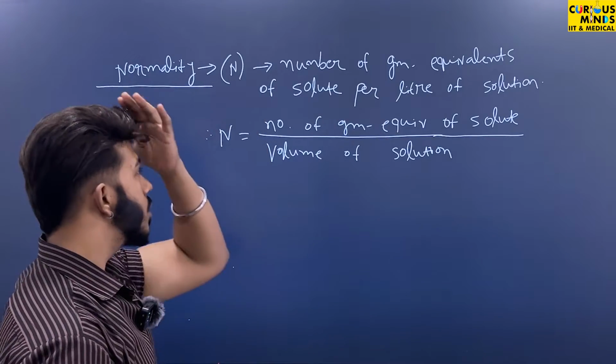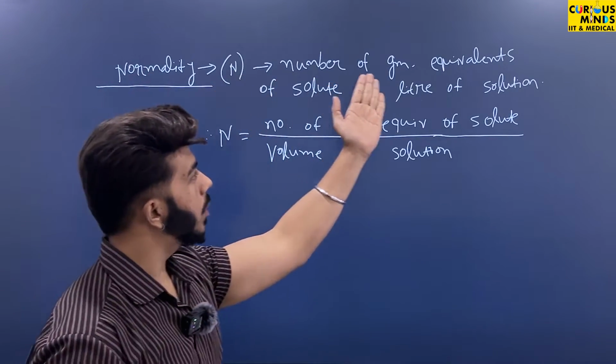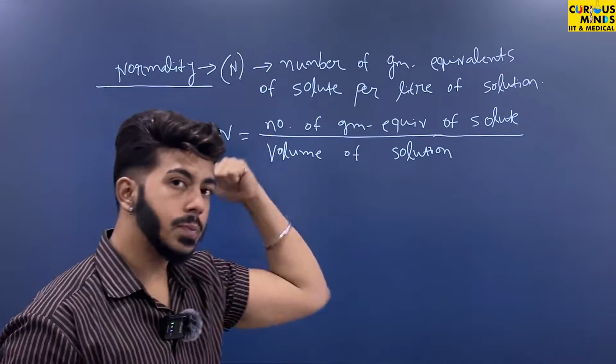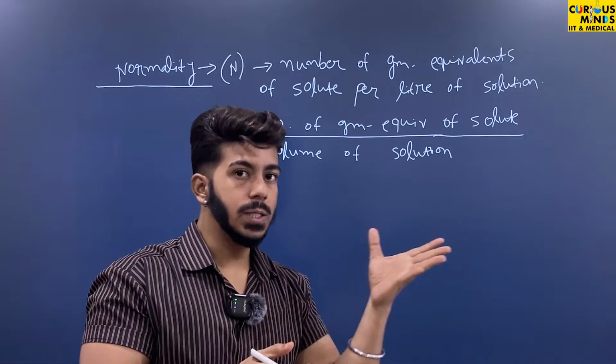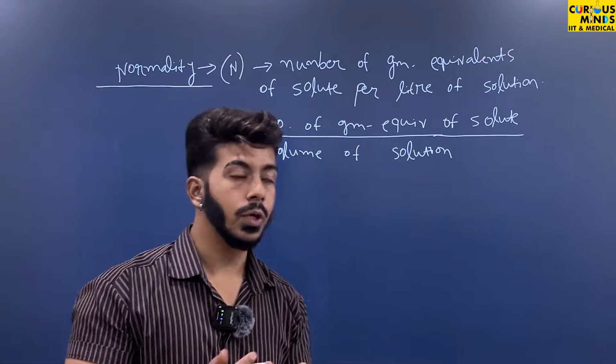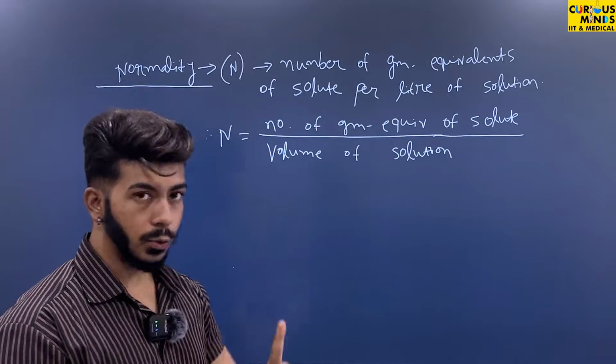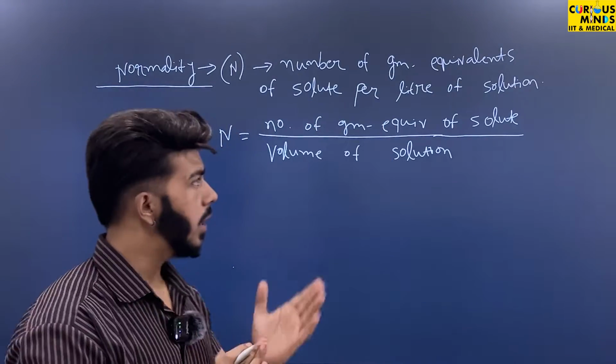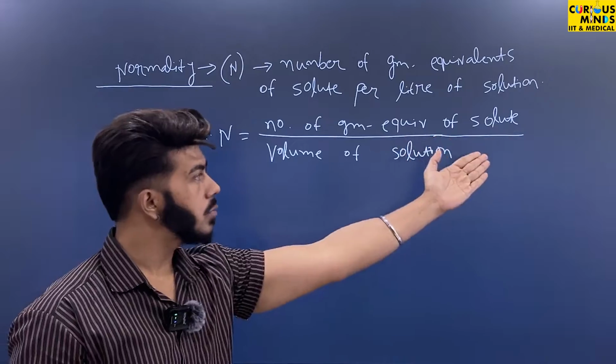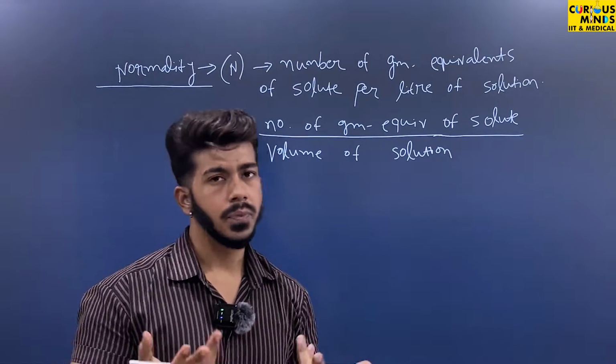Let's look at it. So what is normality? Normality is the number of gram equivalents of solute. उस पे क्या था, number of moles of solute. इस पे क्या है, number of gram equivalents of solute. So number of gram equivalents of solute per liter of solution. Again same, number of gram equivalent of solute upon volume of solution, same है.